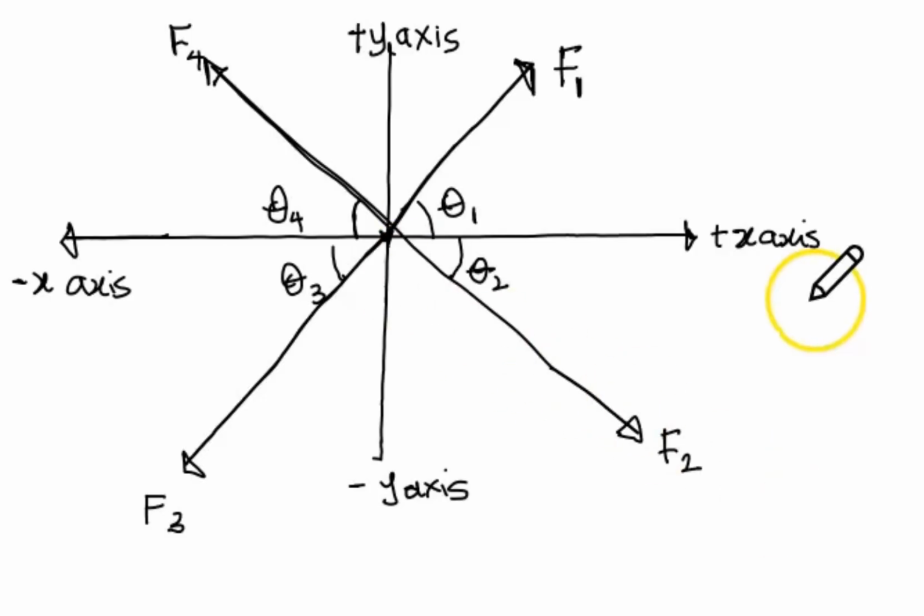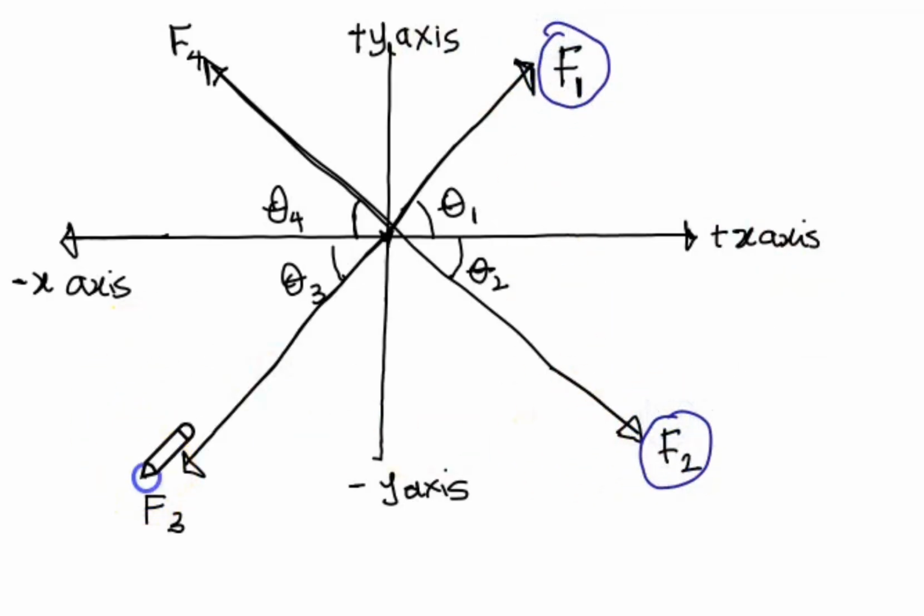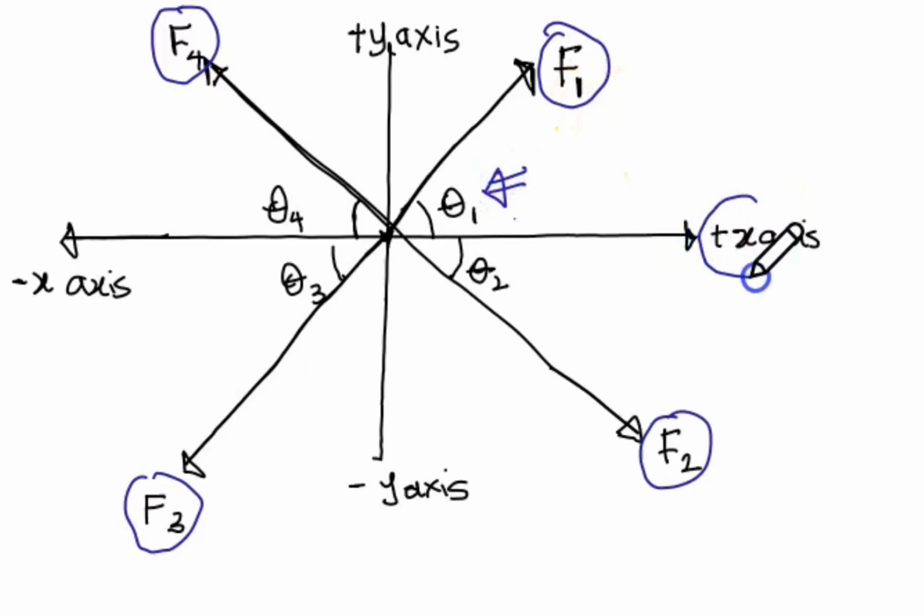In resolving more than one vector, in this case, we have this vector here, F1, this vector here, F2, a third vector, F3, and a fourth vector, F4. They have their respective angles. For F1, the angle between F1 and the positive x-axis is theta 1. The angle between F2 and the positive x-axis is theta 2. Similarly, the angle between F3 and the negative x-axis is theta 3. And the angle between F4 and the negative x-axis is theta 4.